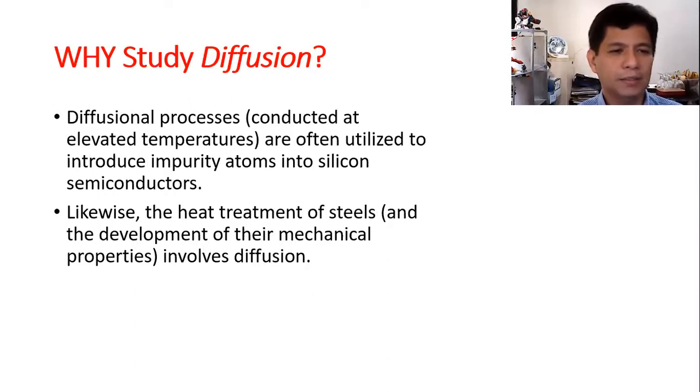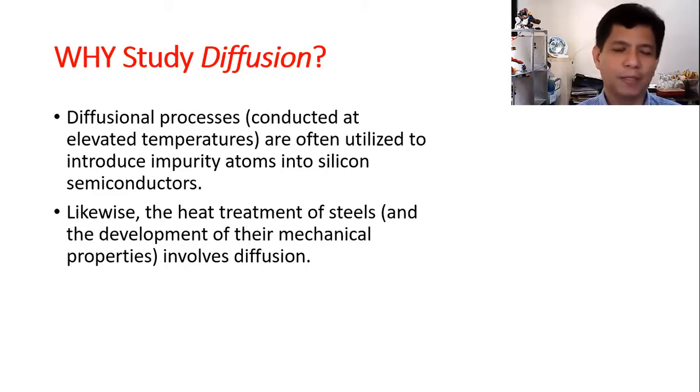Diffusional processes conducted at elevated temperature are often utilized to introduce impurity atoms into silicon semiconductors. Ito yung sinasabi ko sa inyo kanina, no? Yung boron, that's the other atom that made up your semiconductor. So under high temperature, it will diffuse into a silicon crystal, tapos i-fill up niya yung mga vacant spaces. Ano? So ganun lamang yung semiconductors.